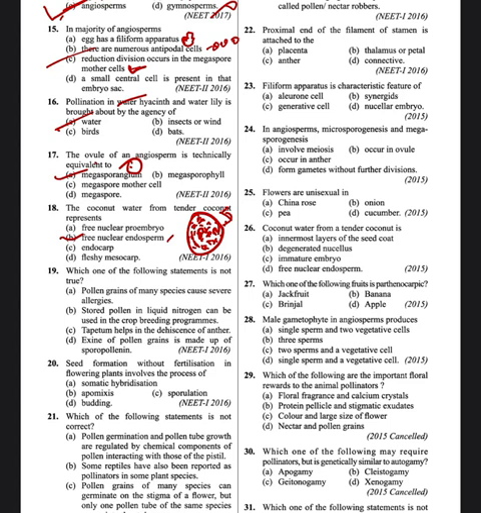Which one of the following statements is not true? Meaning the false statement. Pollen grains of many species cause severe allergies. Yes. Stored pollen in liquid nitrogen can be used in crop breeding programs.